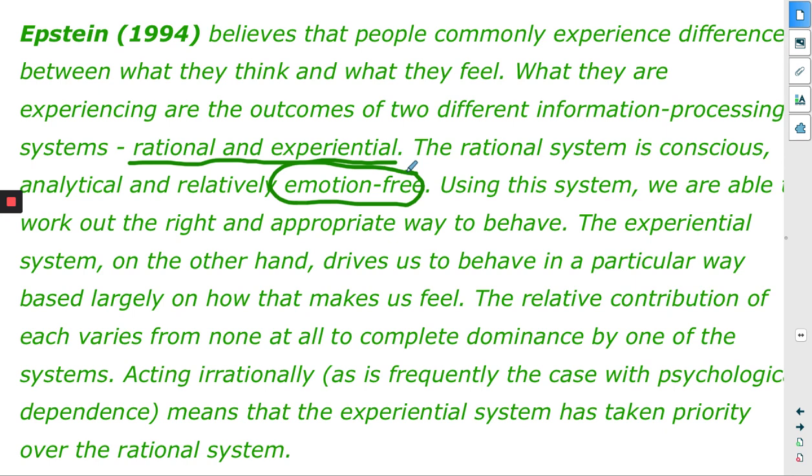And of course, I'm fairly rational. I can look back at my week and look at my day. I can even think, maybe I've had a couple of beers this week, maybe I shouldn't drink tonight, and things like that. I'm completely able to rationalize it. Using this system, we're able to work out the right and appropriate way to behave. Maybe I get 2 or 3 lagers in, and I'm thinking, I'm tired, I've got to get up in the morning and look after my children. I'm going to stop there.